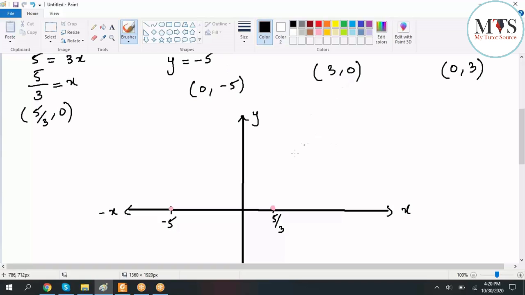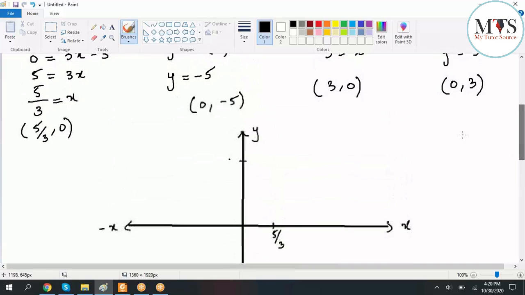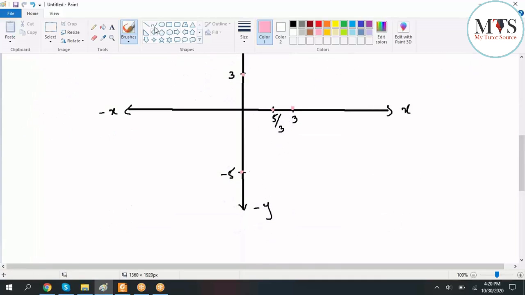Then go back to 0, 3. Negative 5 is going to be down here. And we have 0, 3. So one is over here and the other is here. Let's mark these points: 1, 2, 3, 4. Now we'll just connect the points.